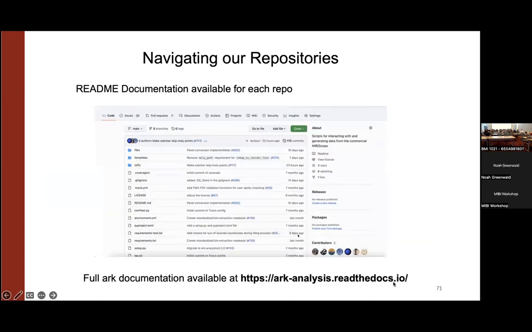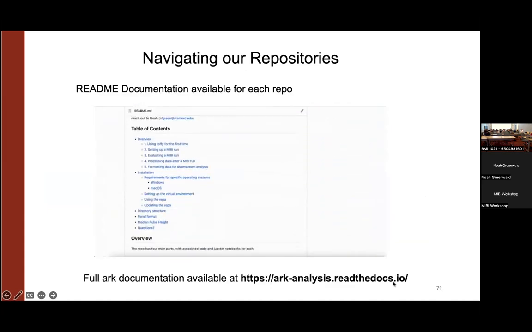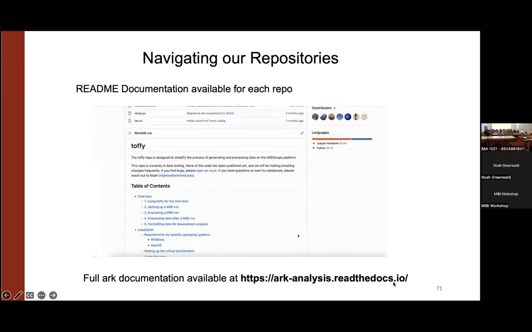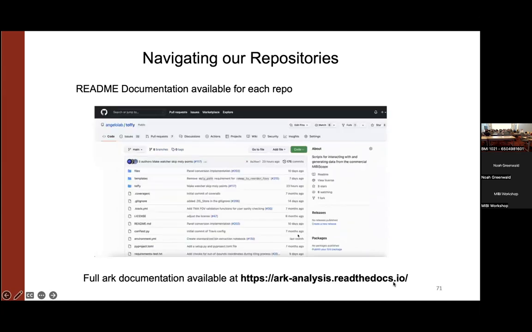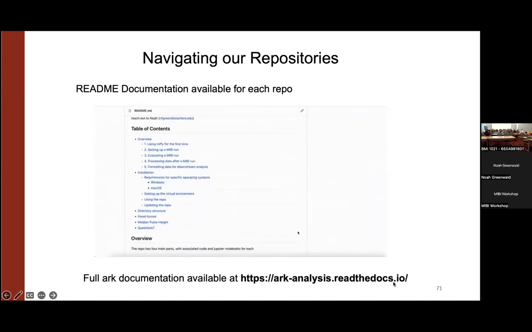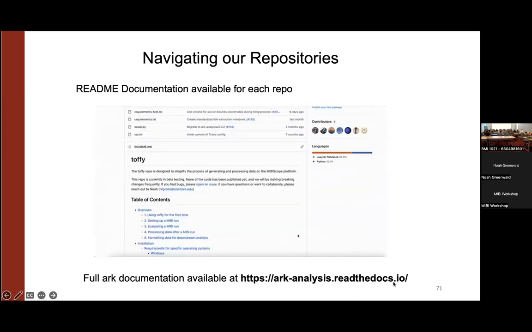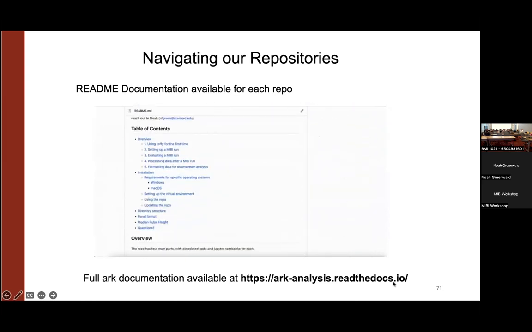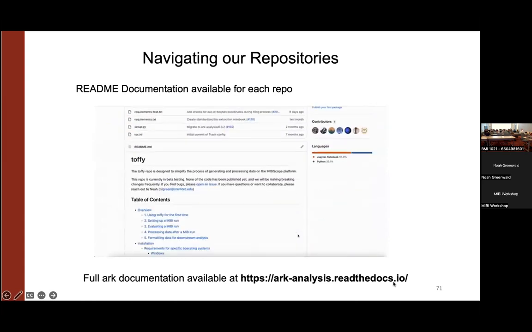But the two things you're probably going to want to focus on are, first, if you scroll to the bottom, there's going to be, like Noah mentioned, an in-depth README documentation. This is going to give some explanations of what kind of code is here, why it's there, what it does, and how to troubleshoot it if you have any issues.